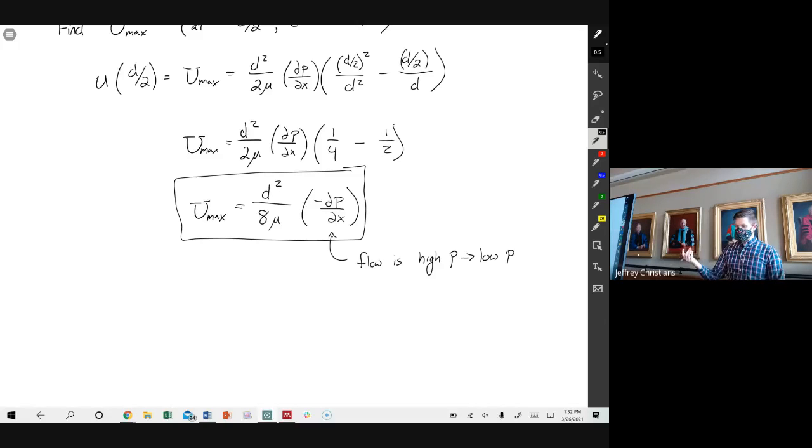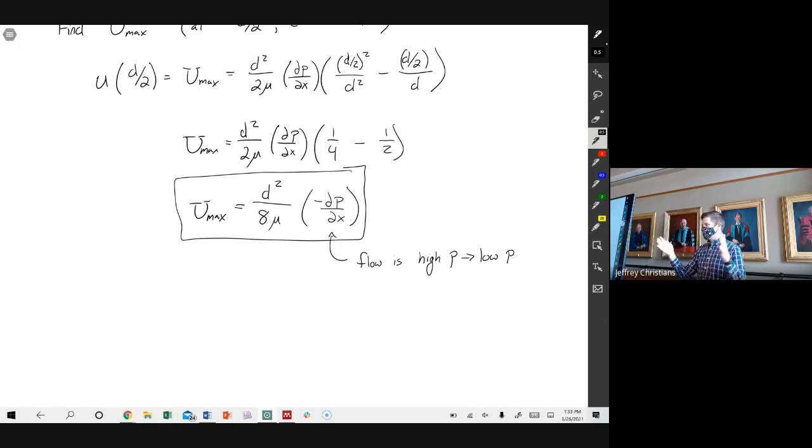But this tells us specifically how maximum velocity scales as we scale the channel diameter. As we scale that dimension, it goes as the square of that dimension. It tells us that the max velocity is the inverse of viscosity, so it tells us how viscosity plays a role. If we halve the viscosity, we double the velocity. But if we double the channel width, we quadruple the velocity.